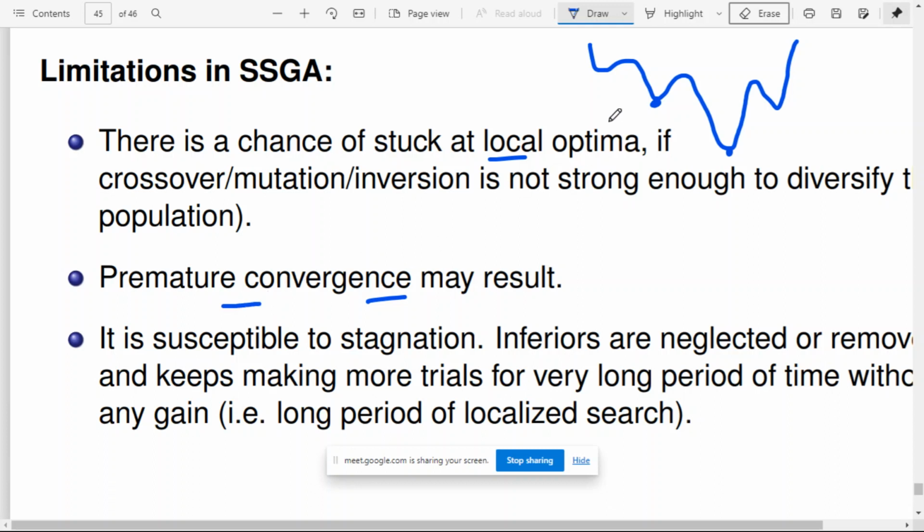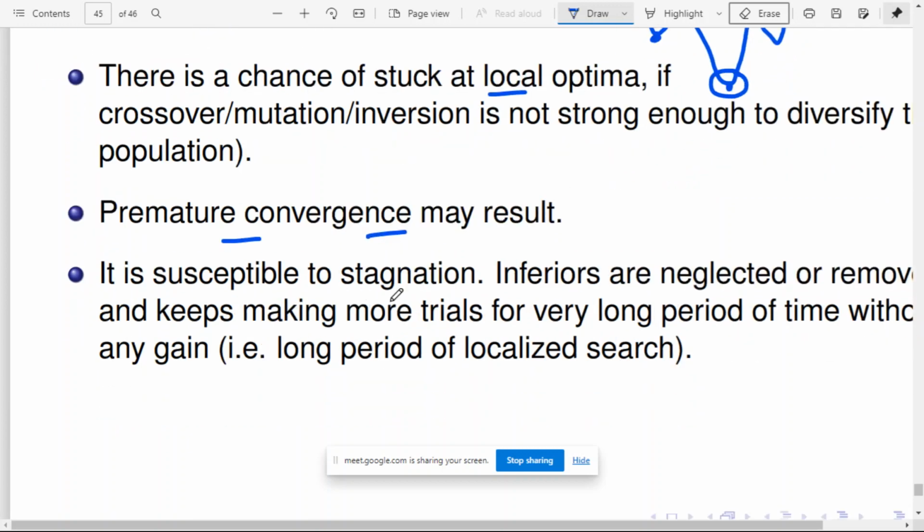It means that the user assumes that this is a better solution, but actually there is another solution which is better than this, which the user is unaware of. It is susceptible to stagnation. Inferiors are neglected or removed and keeps moving from trials for very long period of time without any gain.